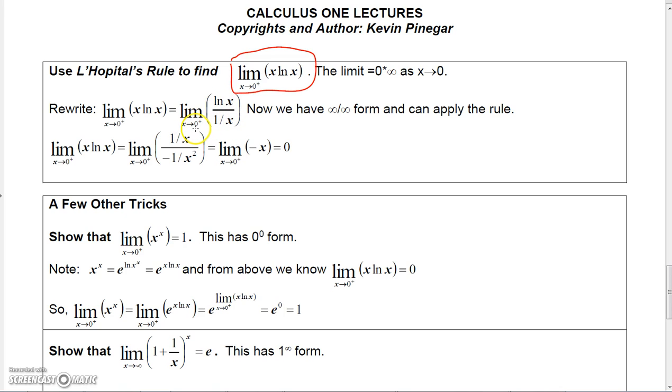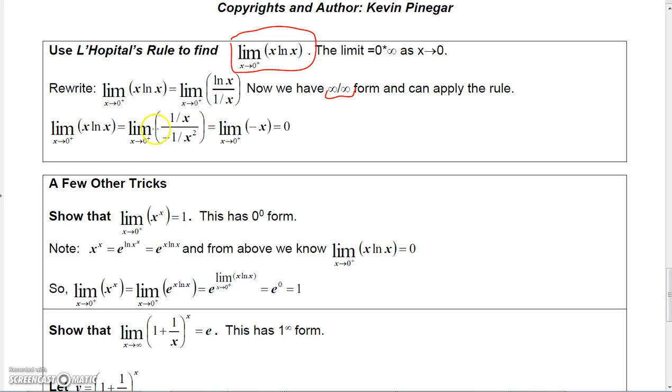But now as x goes to 0, we know the natural log function goes to infinity, actually negative infinity, but that's an infinity, and 1 over x as x goes to 0 goes to infinity. So we get an infinity over infinity form, so we can apply the rule. I take the derivative of natural log of x, which is 1 over x, and the derivative of 1 over x, which is minus 1 over x squared. Well, 1 over x divided by minus 1 over x squared is actually minus x. So I get the limit of minus x as x approaches 0, which of course is 0.